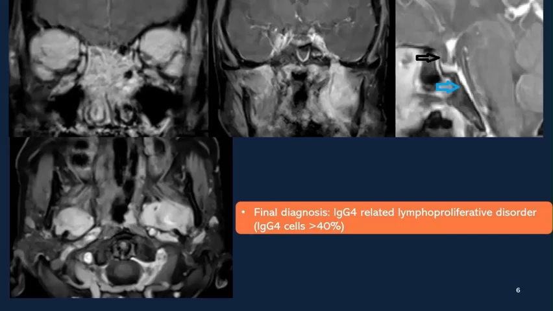Additionally, there were abnormal enhancing soft tissue masses in the parapharyngeal spaces. Along with that, there was also presence of hypophysitis with thickening of the infundibular stalk here, along with pachymeningitis alongside the clivus. Orbital biopsy was performed for this patient, which revealed IgG4-related lymphoproliferative disorder. IgG4 cells were more than 40%.